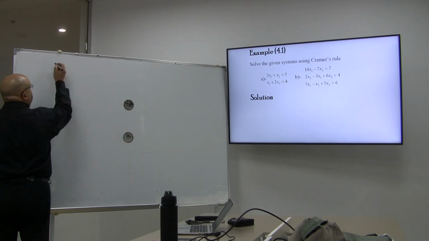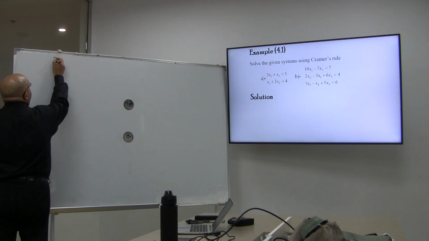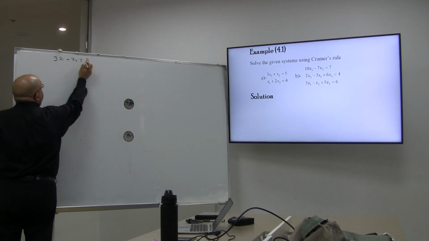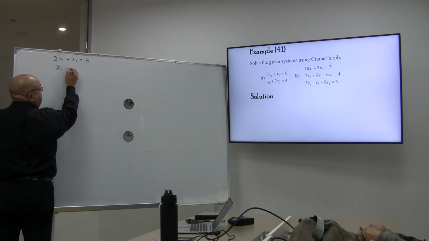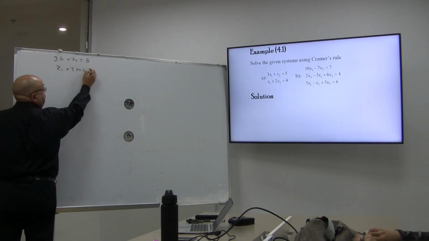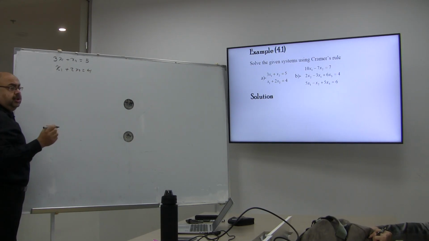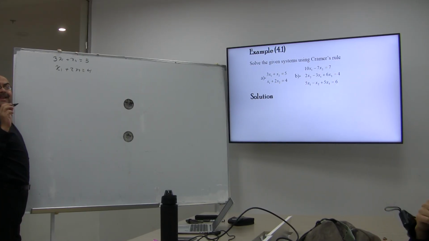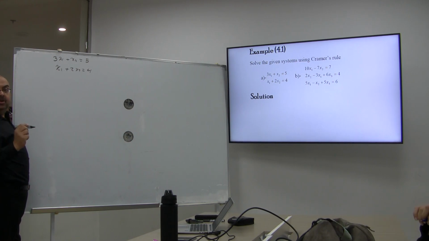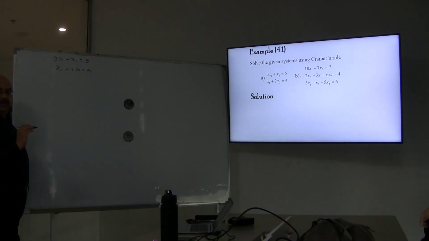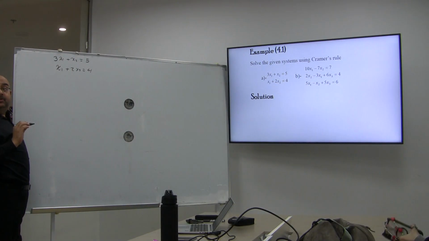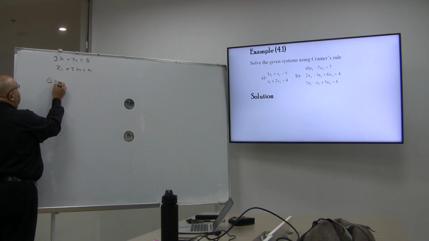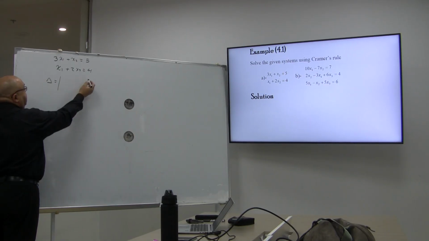For the 2 by 2 example, you have 3x1 plus x2 equal to 5. Then you have x1 plus 2x2 equal to 4. The solution is really very simple. All I have to do is to evaluate n plus 1 determinants, all of them 2 by 2, since we have only 2 unknowns. So I will start with the determinant of the coefficient matrix.